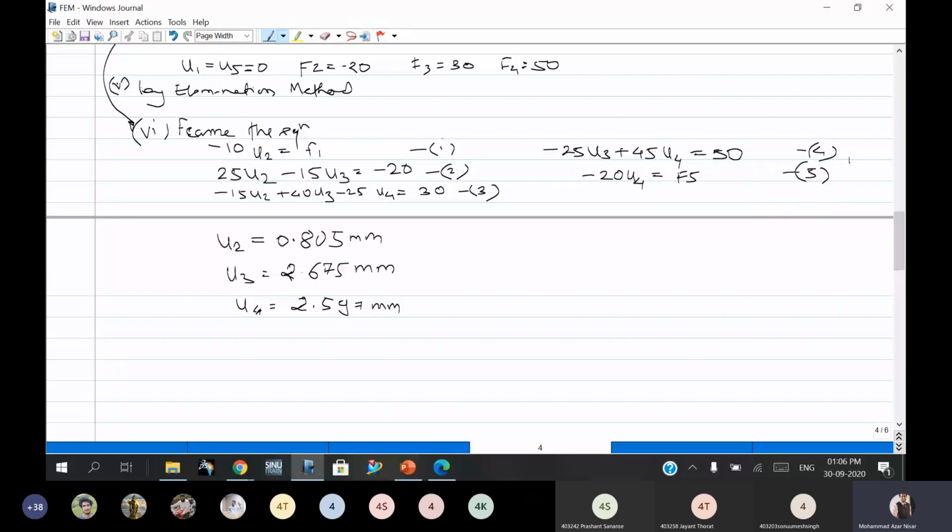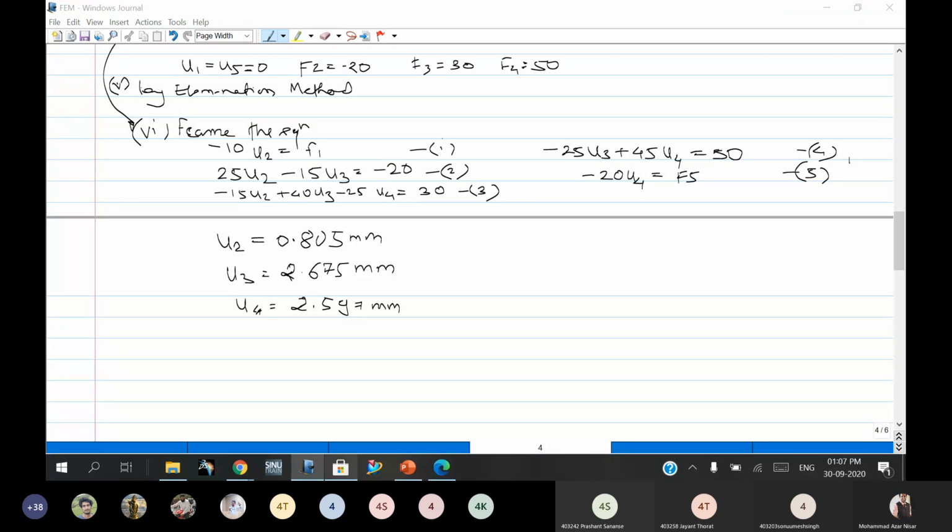Manually, you can also solve this with the first and second equations. You can use that and find U3 first, then use that U3 equation and find the second value from it. So in this way you can also perform this manually, but it will consume more time.